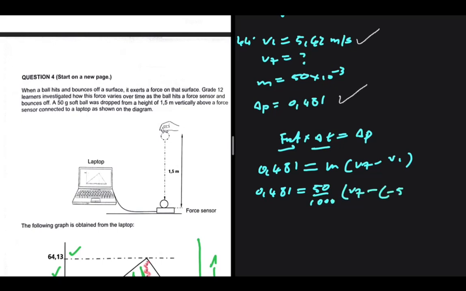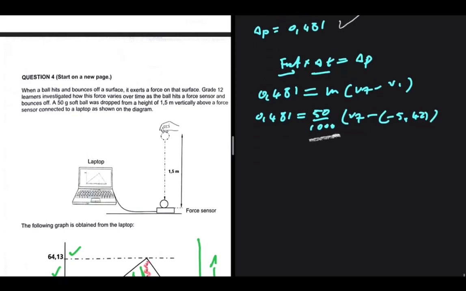minus 5.42. The first thing we should be doing here is dividing both sides by 50 divided by 1000. If we do that, we're going to get 9.62 equals Vf plus 5.42. Now we just need to take 5.42 to the left hand side. We're going to get Vf equals 4.2 meters per second upwards.